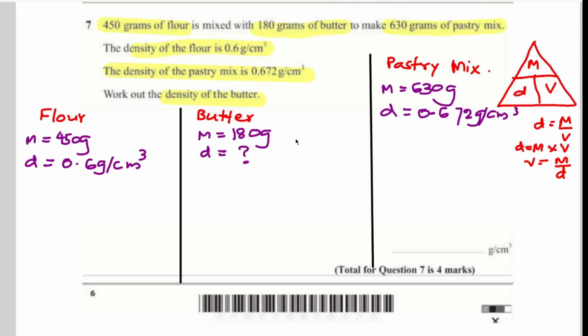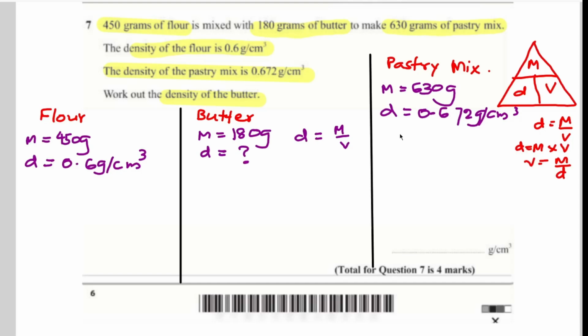So we need to get density here. Then let's use this triangle. Density equals mass over volume. So let's write the formula, mass over volume. We have the mass, then we need to figure out the volume of butter. So how do we get the volume of butter? To get the volume of butter, we can get the volume of pastry mix. Because we have the mass of pastry mix and the density of pastry mix, we can use the formula and get the volume of pastry mix.